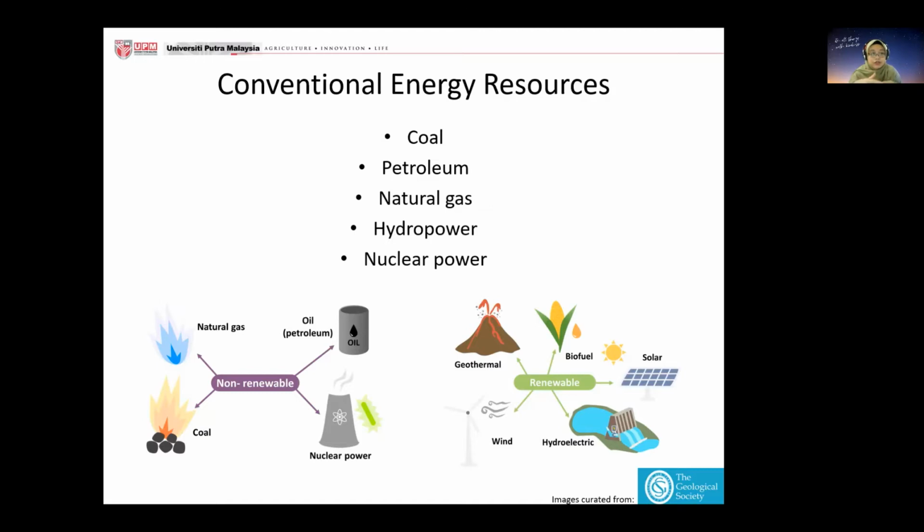As already mentioned previously, there are conventional energy resources that our country and also the world has been using. These include resources such as coal, petroleum, natural gas, hydropower, and nuclear power. And we know that some of these are non-renewable energy. For today, we are going to look more into the renewable types of energy, and that includes geothermal, biofuel, solar, hydroelectric, and also wind power.